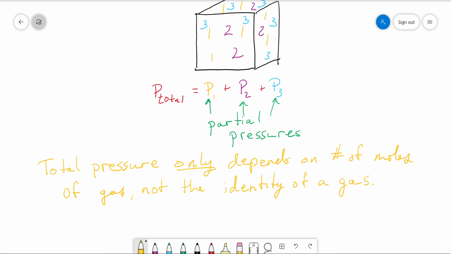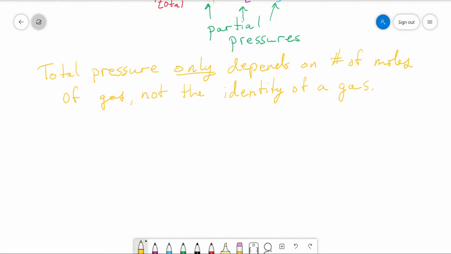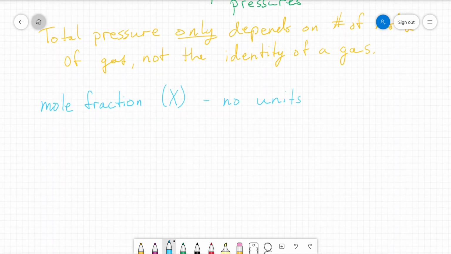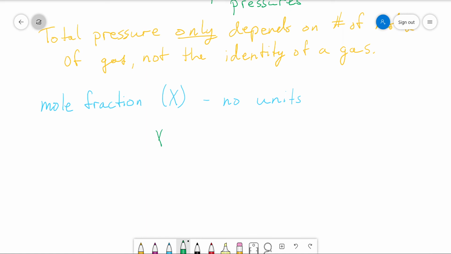Okay. So this gives us another equation. I'm not going to go through the derivation, but we get something that we call the mole fraction. And mole fraction is an important concept that comes up over and over and over again. And mole fraction is given the abbreviation X, and it has no units. And you'll see why it has no units. So the mole fraction of, say, gas 1 in our example up there is equal to the number of moles of gas 1 divided by the total number of moles of gas.